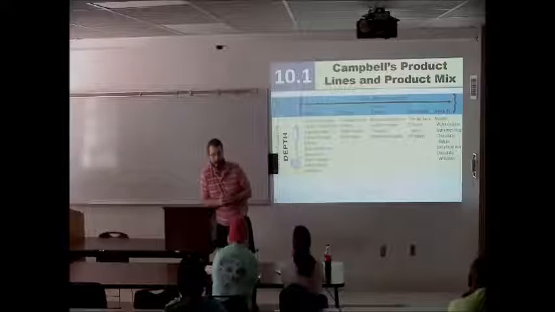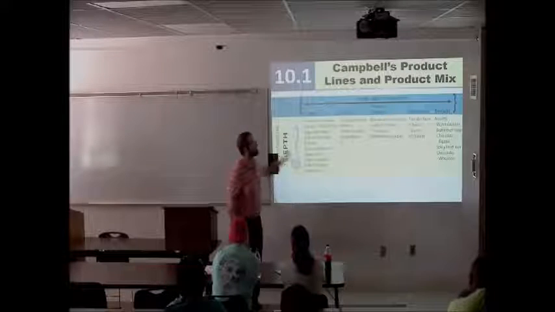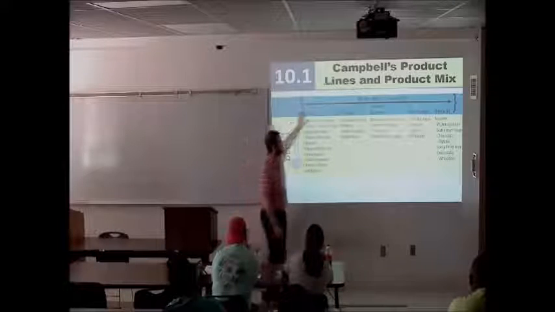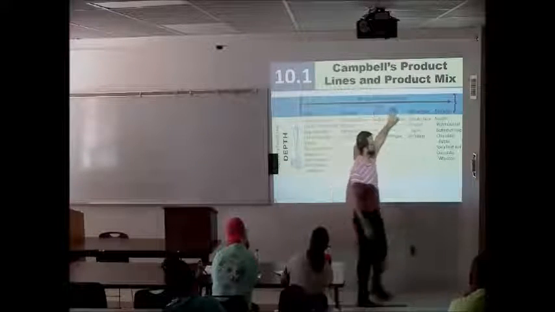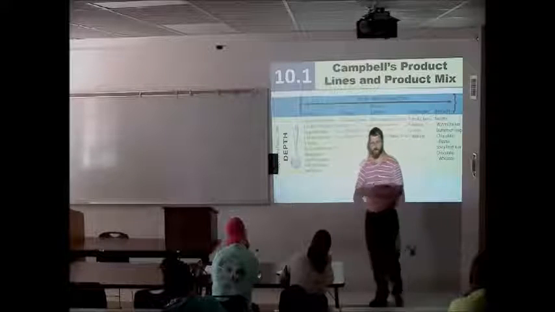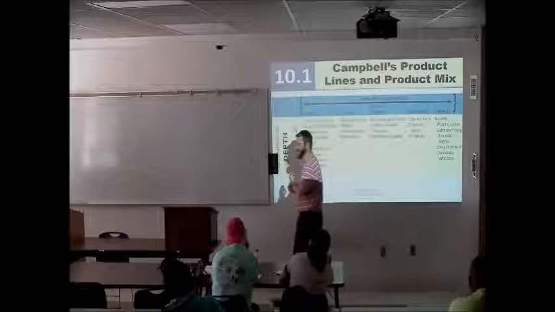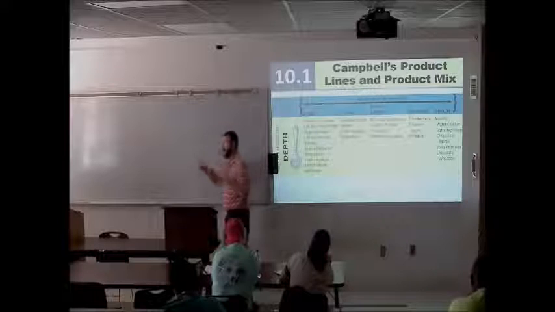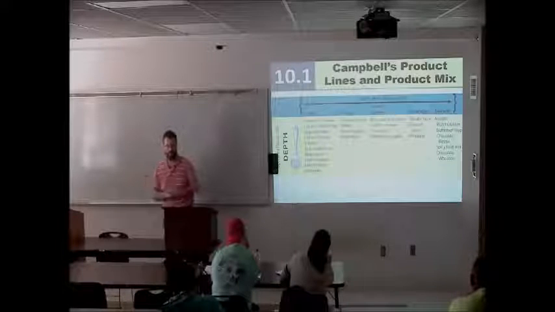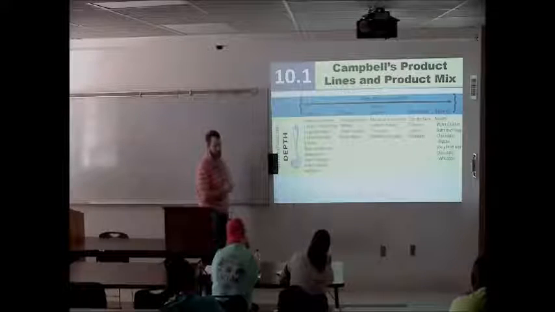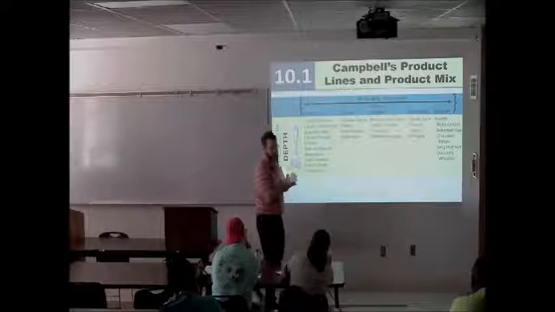Width is more like the categories. Width is the number of categories. Right, the number of lines. Each of these is a product line. So how many lines a company has is how wide we would say their product mix is. Okay? Anything else?